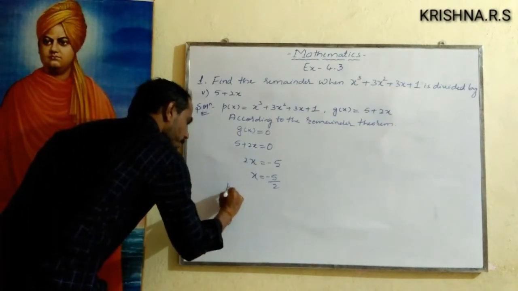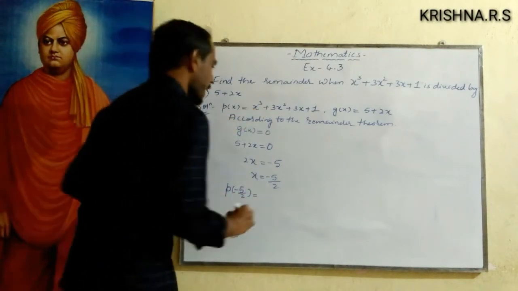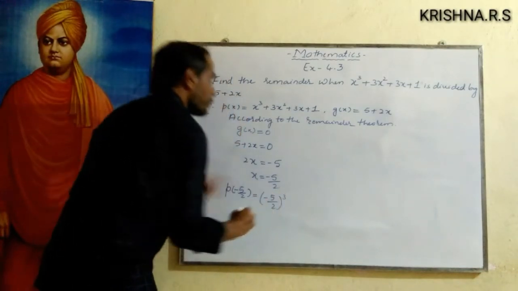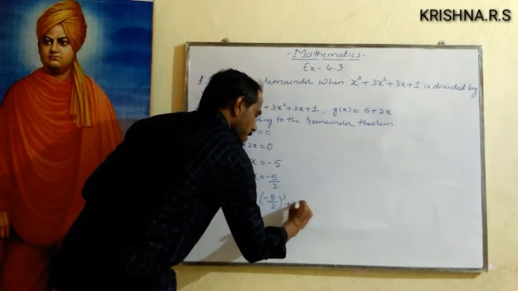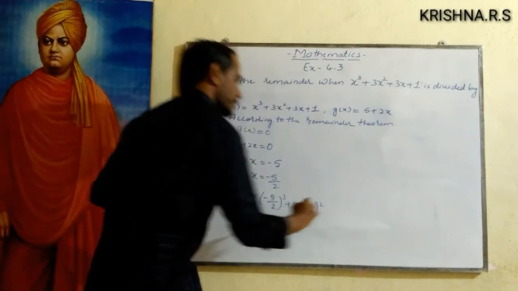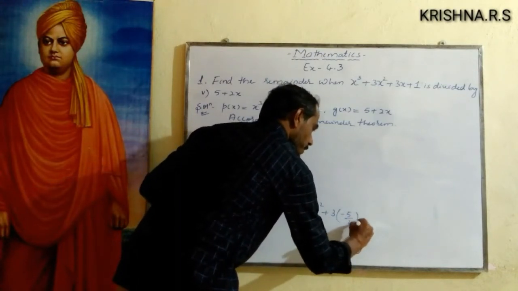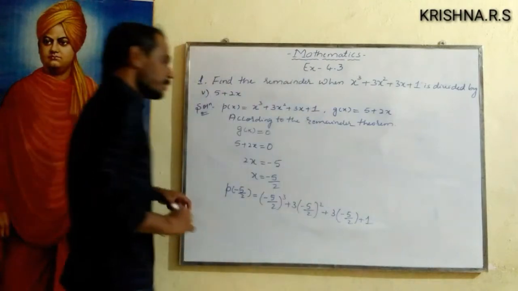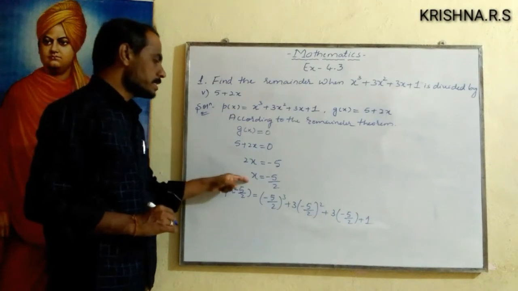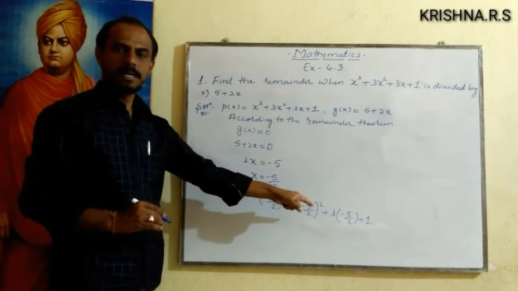p of minus 5 by 2 is equal to, what is the first one? x cube: minus 5 by 2 whole cube, plus 3x square: 3 into minus 5 by 2 whole square, plus 3 into minus 5 by 2, plus 1. What I did here is, in the p of x, I substituted x is equal to minus 5 by 2. Then I got this equation.